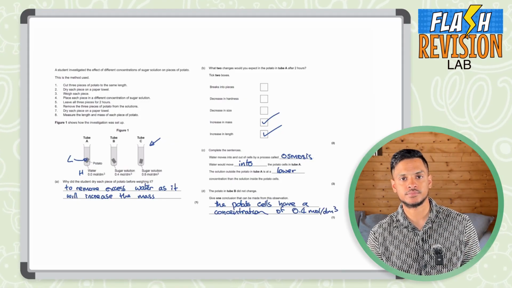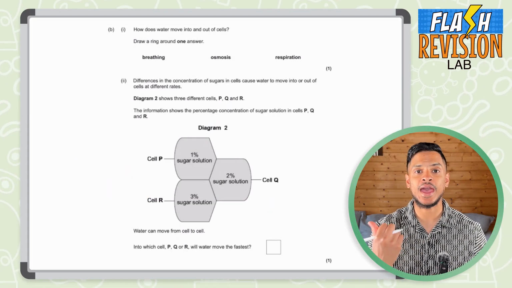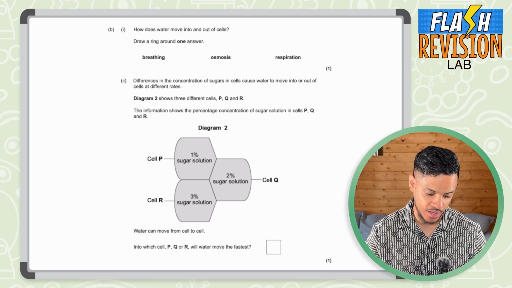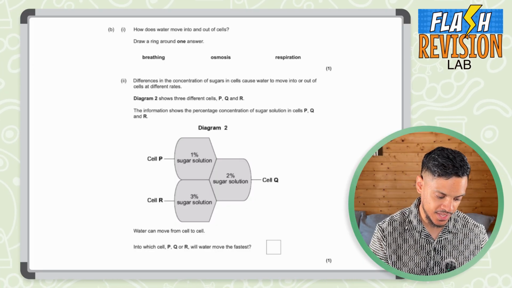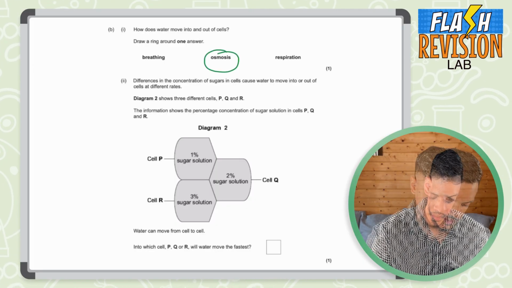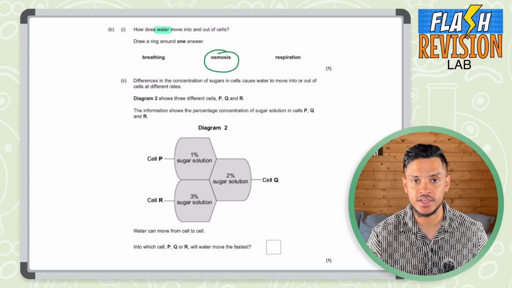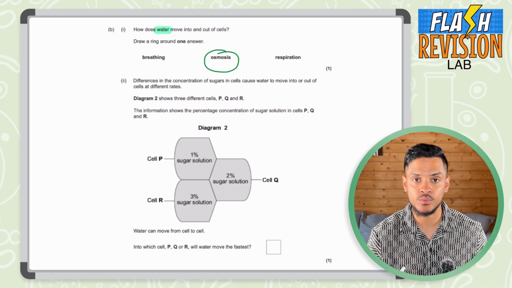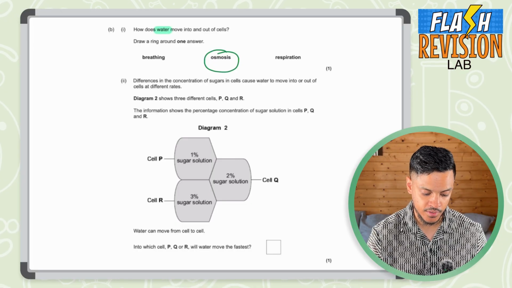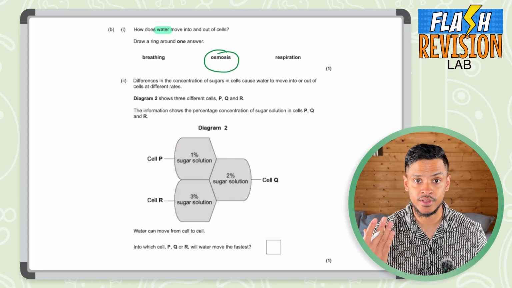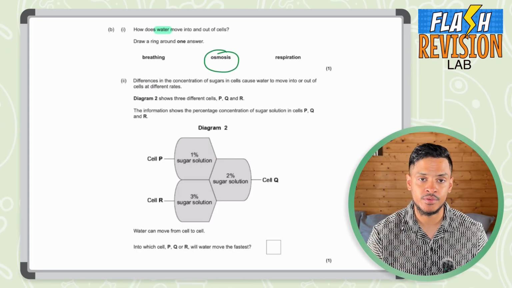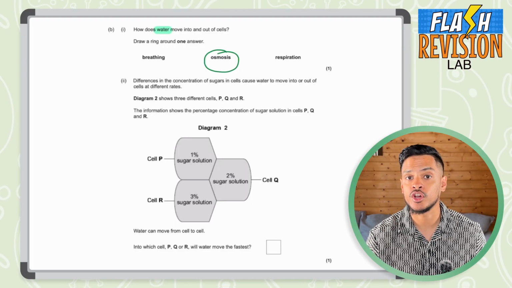There we go. How does water move into and out of cells? That's what this exam question is asking for 1 mark. The answer here is osmosis. The key here is that it talks about water, and diffusion of water is basically osmosis. That's how water moves in and out. It's not breathing. That's how air gets in and out of the body. And respiration, remember, that's the transfer of energy from glucose.